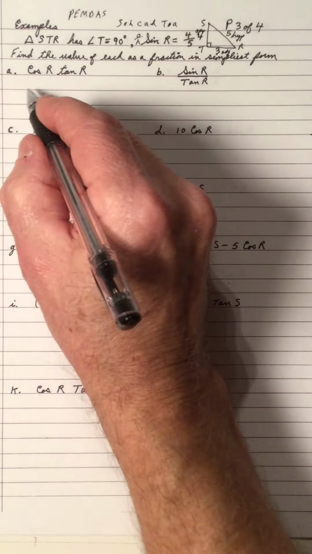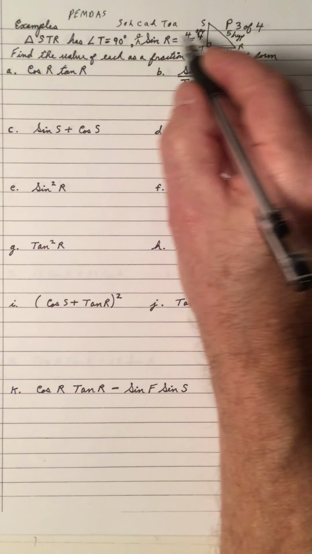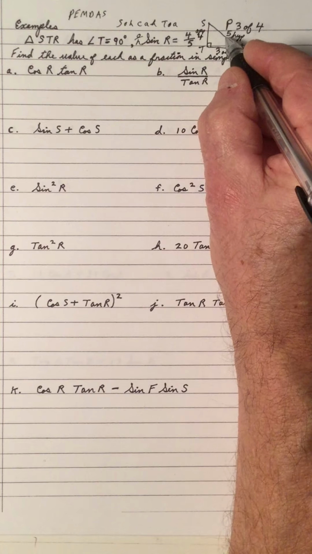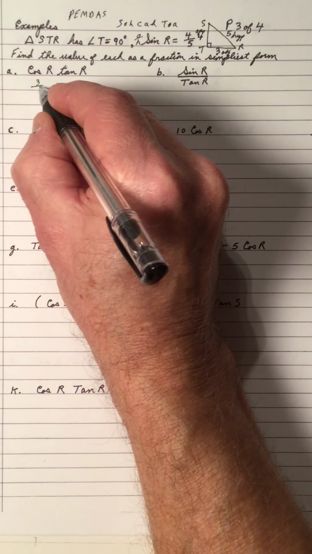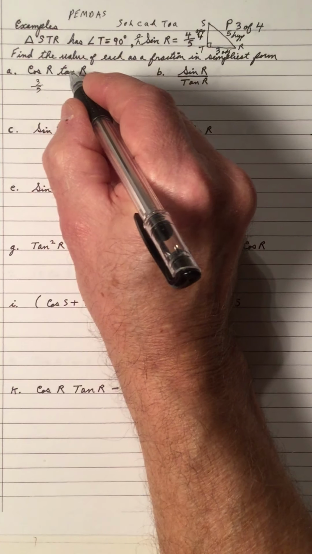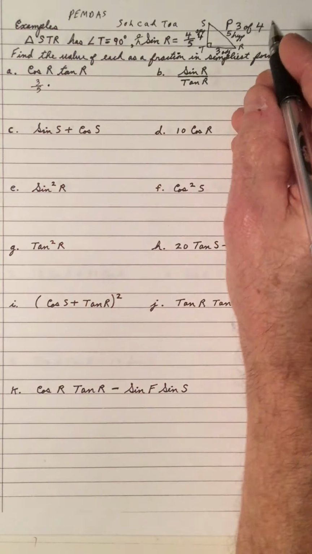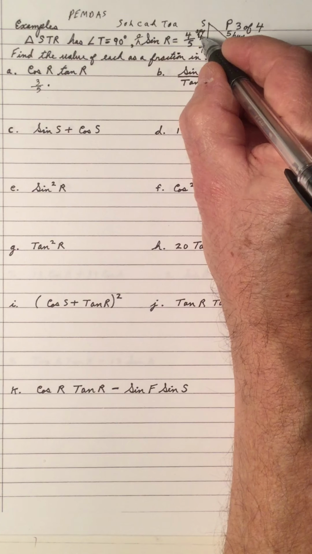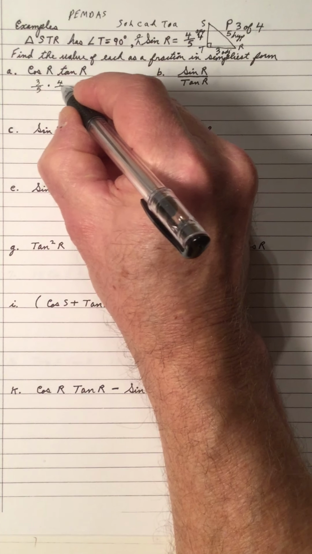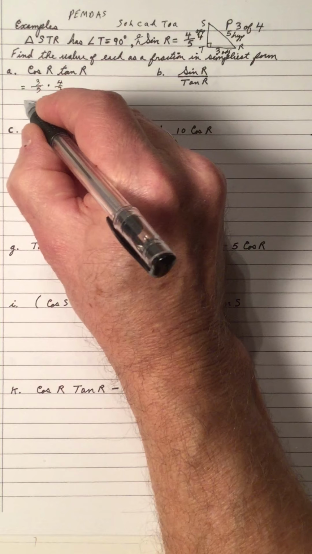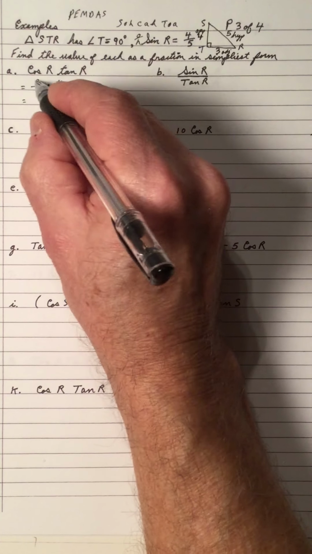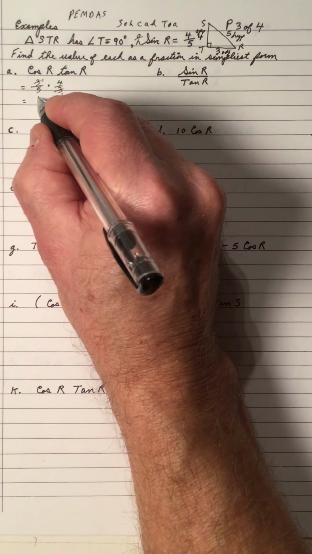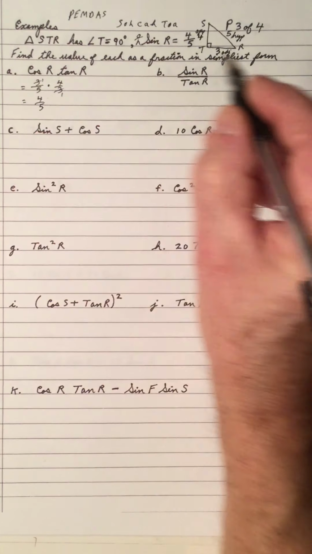So here we go. The cos of R. Cos is adjacent over hypotenuse. In relation to R, adjacent is 3. Hypotenuse is 5. So that's 3 over 5. Then tan R, that's a multiplication sign. The tan of R is, tan is opposite over adjacent, so it's 4 over 3. So we're multiplying these. The 3's cancel to give us 1's. 1, 1. So I get 4 over 5.